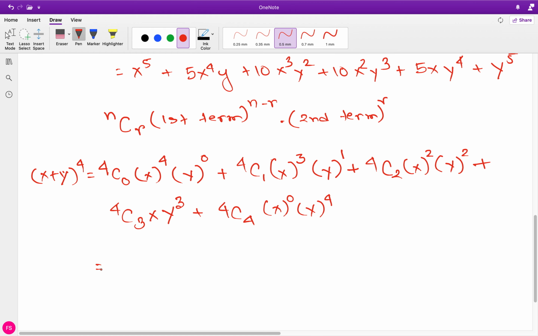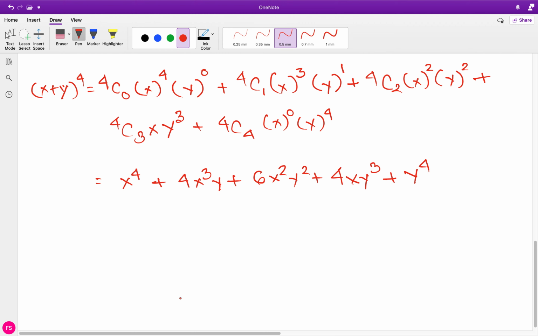Now you can use your calculator. 4C0 is just 1. So 1 times x to the power of 4 times y to the power of 0 will just give you x to the power of 4. Plus 4C1 is 4. x to the power of 3 is just that, and then y. Plus 4C2 will give you 6 x to the power of 2 y to the power of 2. Plus 4C3 is 4. So you can write 4xy to the power of 3. Plus 4C4 is 1. 1 times 1, it's gone. So all you have left is y to the power of 4. So this is just another way of expanding it by using a calculator.